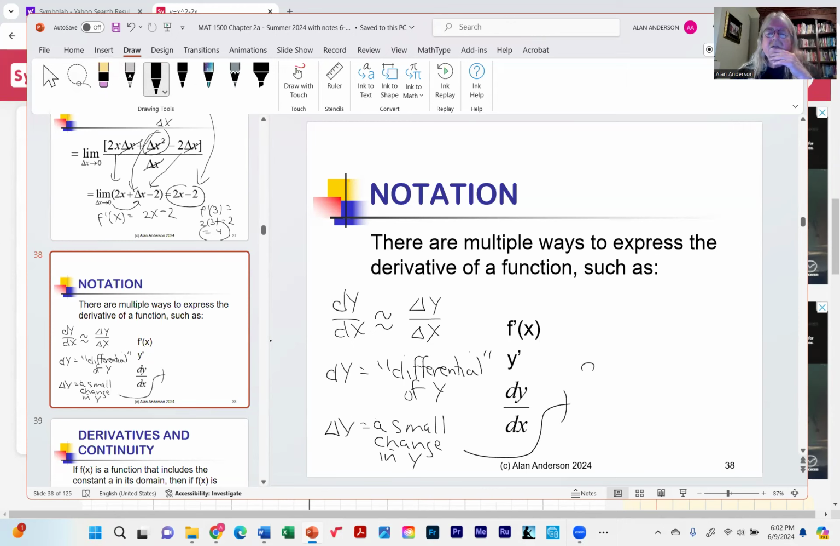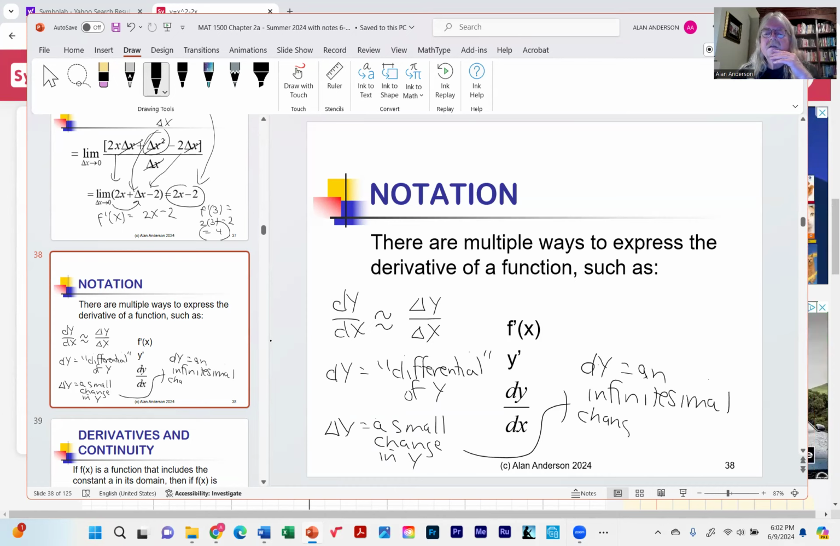And dy is an infinitesimal change in y. Okay, so that's, like I said before, remember we saw in that graph that if you want to figure out the slope, you can use a tiny change in x and figure out what the change in y is. So it's important that the changes be very small.